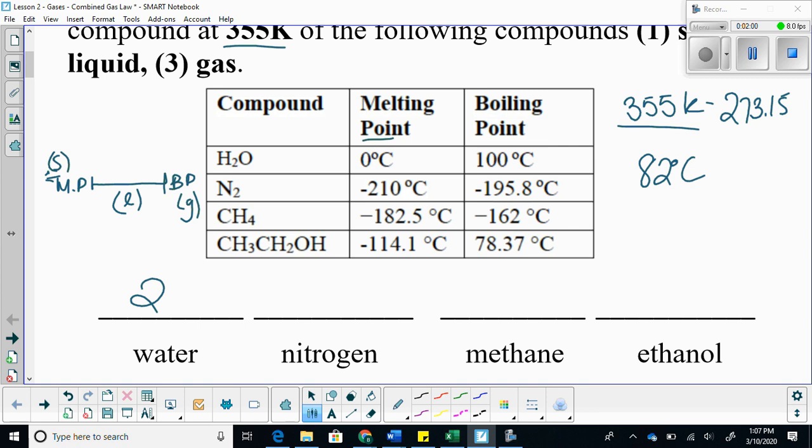Nitrogen, liquid, solid, or gas? It's a gas. It boils at a negative 195 degrees, so it's a gas. Methane, it's also a gas. It boils at negative 162. 82 is much bigger than that. And lastly, we have ethanol. It would also be a gas.